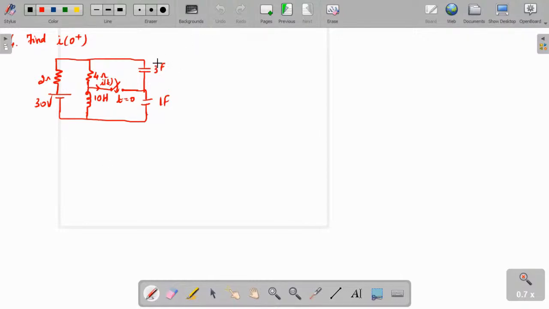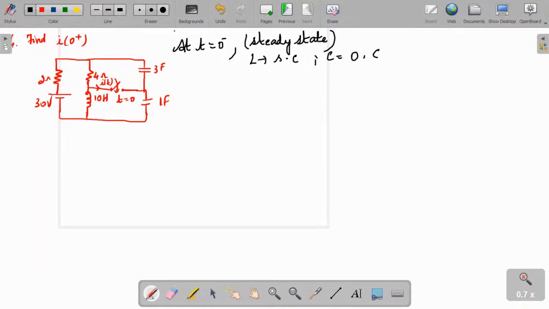So first let us see what is given here. At t is equal to 0 the switch is closing, right? So what about at t is equal to 0 minus? Then t is equal to 0 minus is a steady state, since switching action takes place only at t is equal to 0. So at t is equal to 0 minus the circuit is in steady state. So what should the inductor be? Short circuit. Wherever you find a capacitor it will be open circuit.